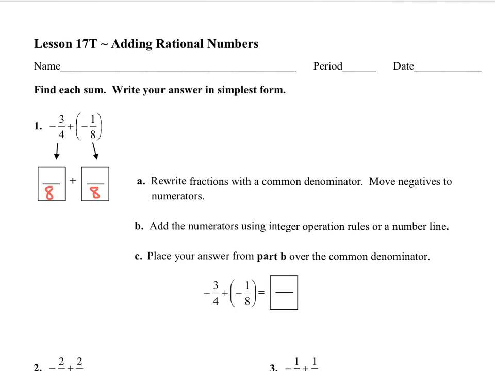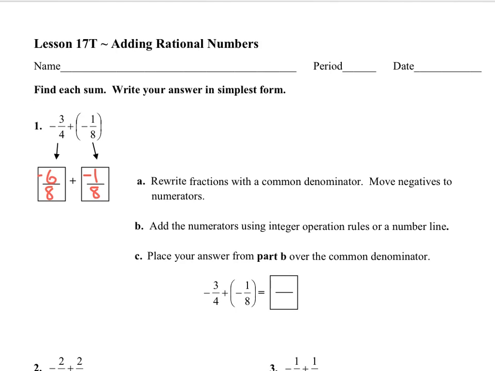Since the second fraction already has a denominator of 8, don't mess with it. Leave it alone. Now, what did you do with 4 to get it to 8? What did you multiply it by? You multiplied it by 2. And whatever you multiply to the bottom, you multiply to the top. So what is 3 times 2? 3 times 2 is 6, and the negative sign goes with the numerator.